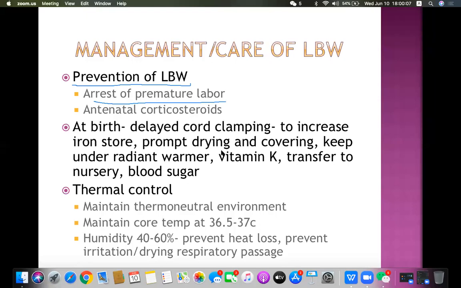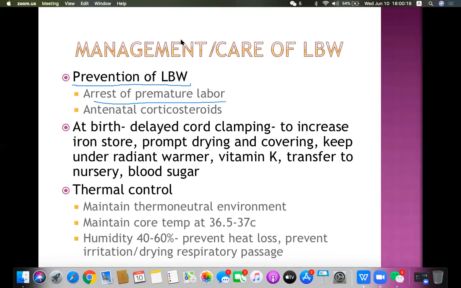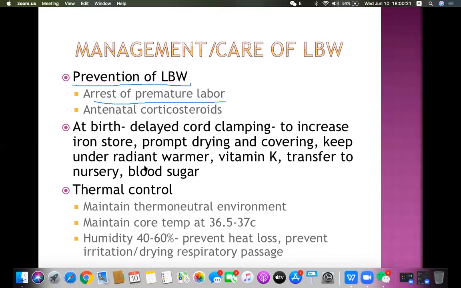We should promptly dry and cover the baby because of the large surface area. This baby can quickly lose heat and develop hypothermia. So this is a very, very important step. Okay? We should always remember this. Another one, keep the baby under a radiant warmer, just to prevent the baby from getting hypothermic.